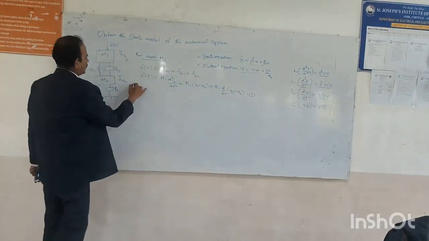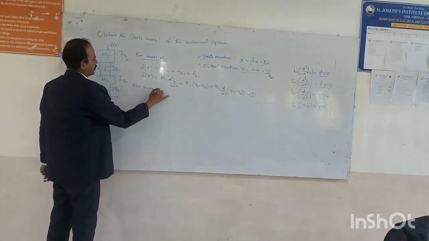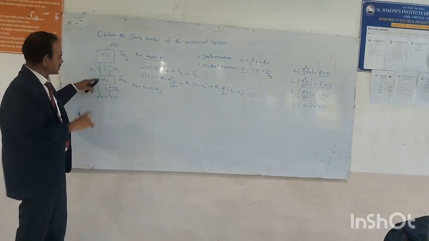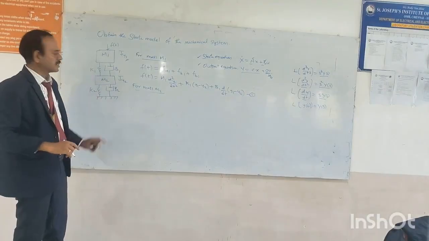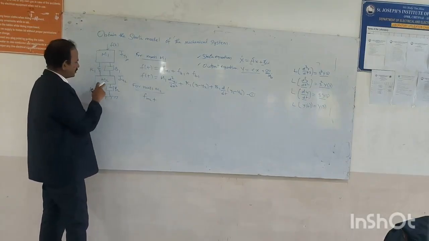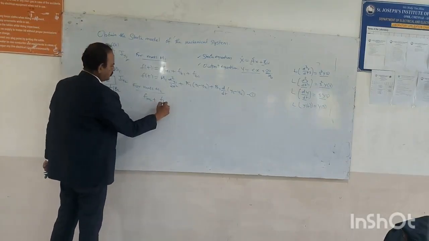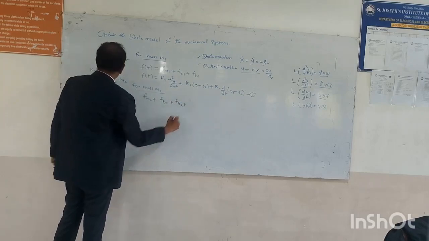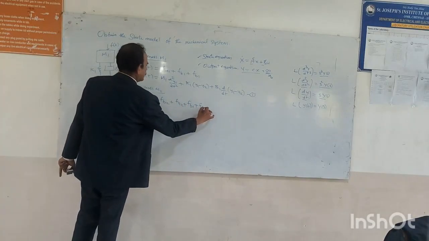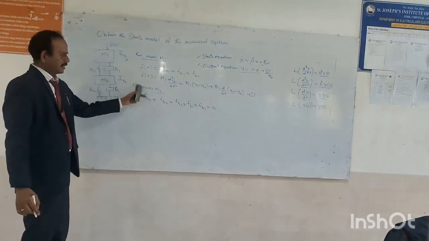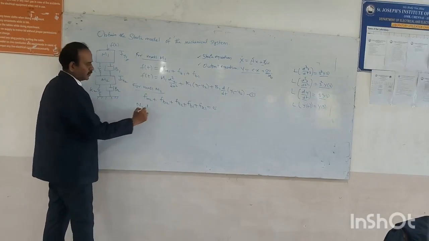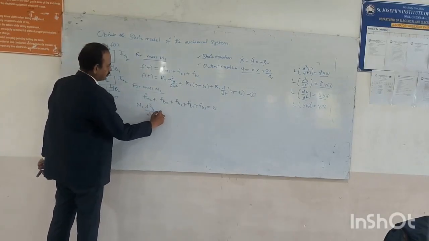Similarly for mass 2, M2, there is no applied force on mass 2. But we have the opposing forces, so just add all the opposing forces and equate to 0. What are the opposing forces? Fm2 will be there, and acting on mass 2 alone we have Fk2 and Fb2. The other forces acting are Fb1 and Fk1, equal to 0. Just write the corresponding force balance equation. M2 into the displacement acting here, y2, so d square y2 by dt square, plus B2.